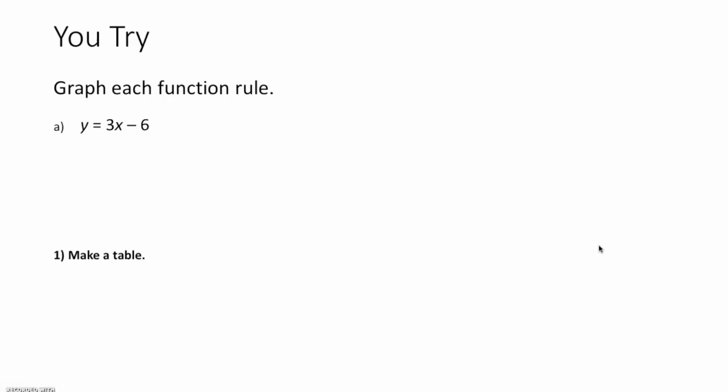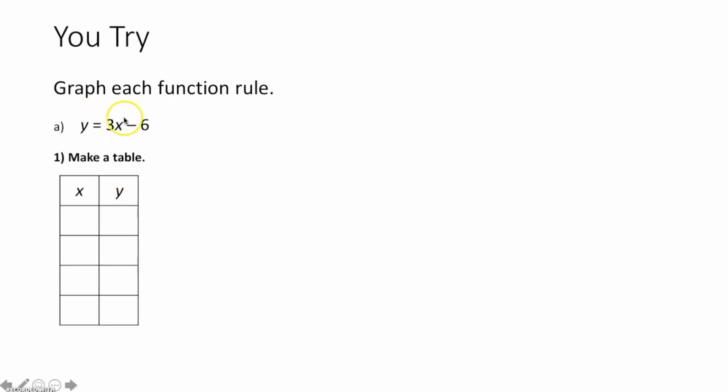Okay, again, function rule. Need a table. Let's make a table. I have x to the first power. That means it's going to be a linear function. So I'm going to plug in 0, 1, 2, 3. You could have picked whatever x values you want. You still would have got a straight line. So now, let's go ahead and plug in these x values for x in my function rule.